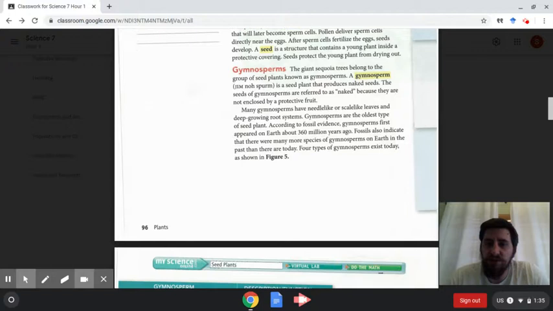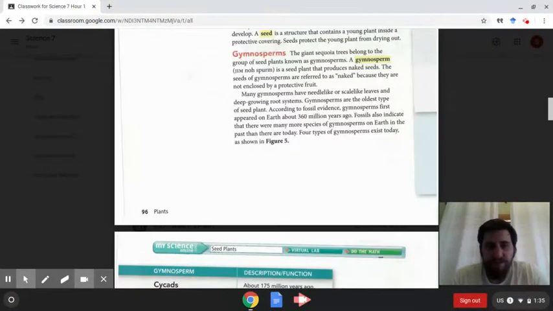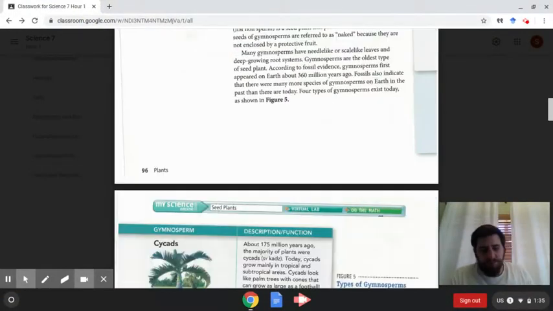Four types of gymnosperms exist today, as shown in Figure 5. I apologize for the long reading here. Of course, my computer is going slow too.